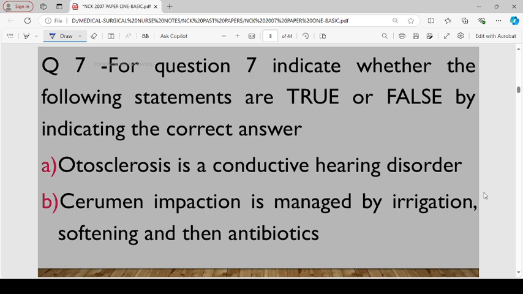Number 7. So for question number 7, you need to indicate whether the following statements are true or false by simply indicating the correct answer. So F for false, T for true. We have otosclerosis, a conductive hearing disorder. Cerumen impaction is managed by irrigation, softening, and then antibiotics. You have a minute for that.